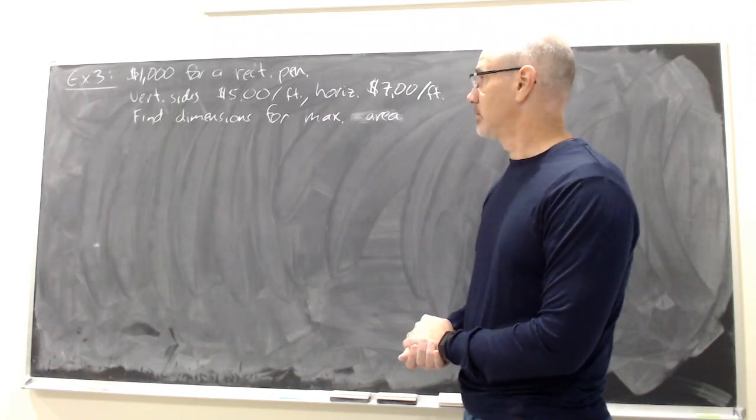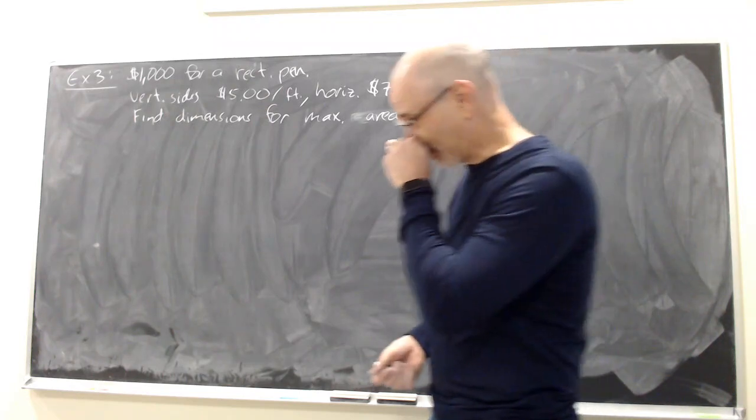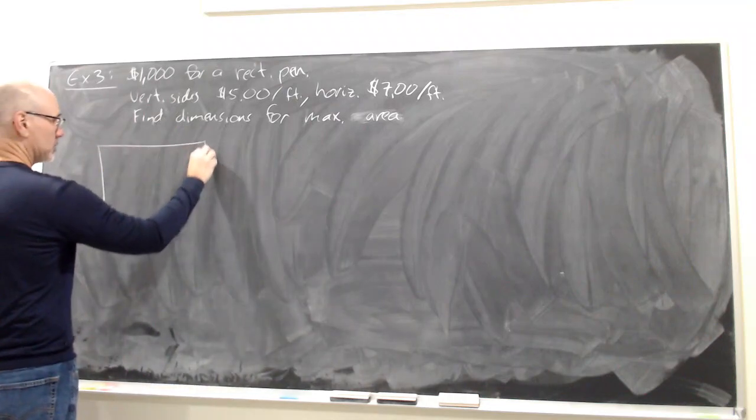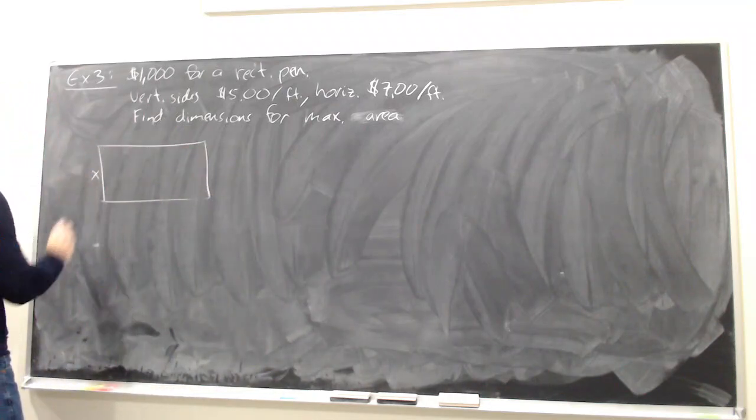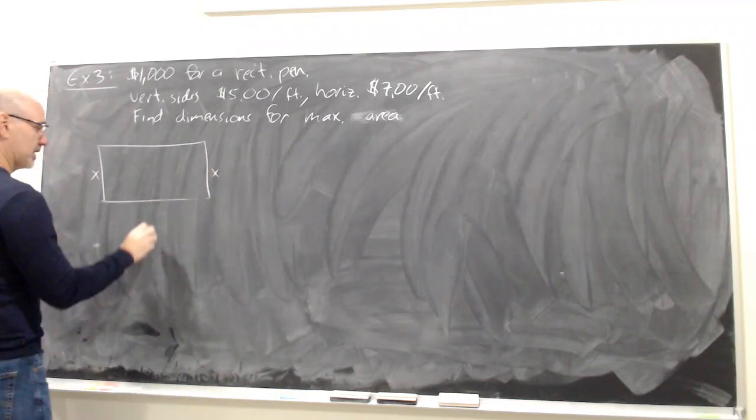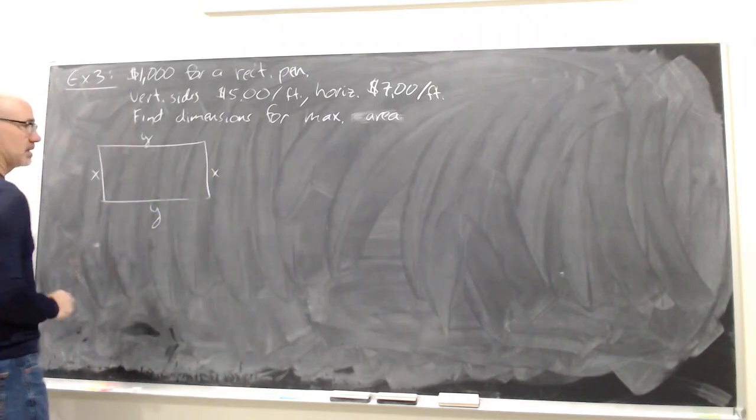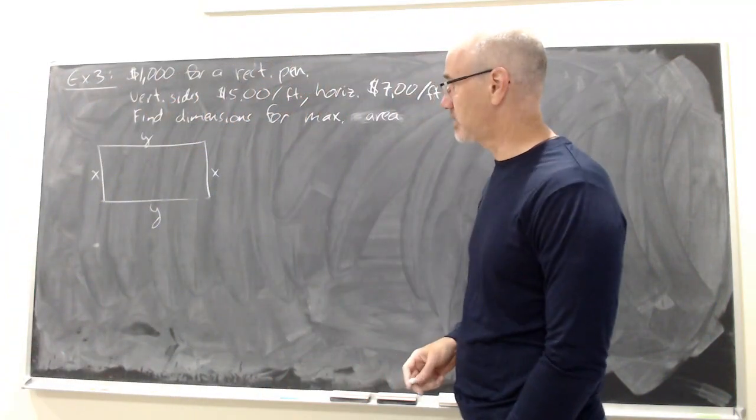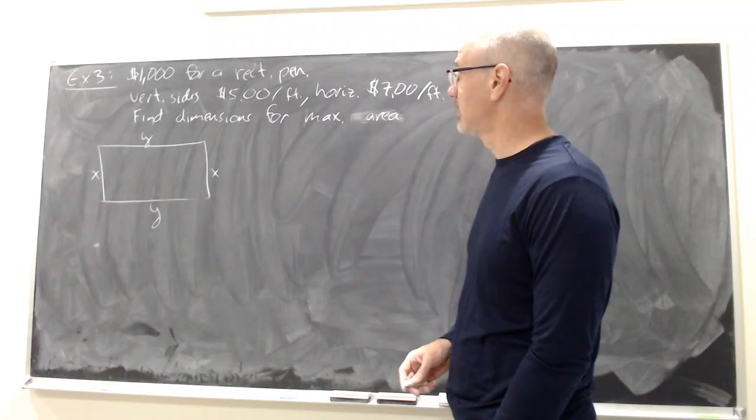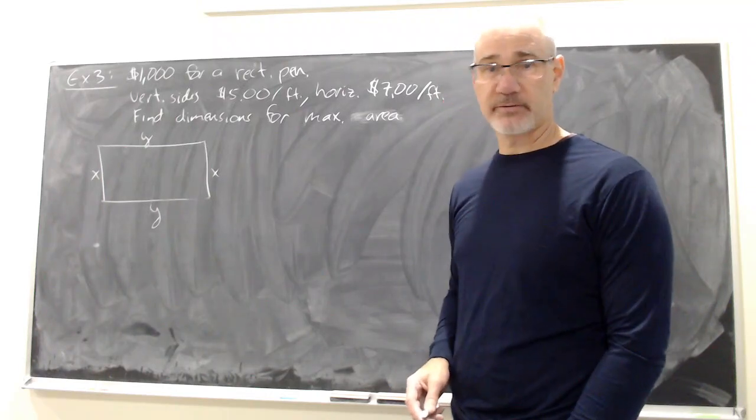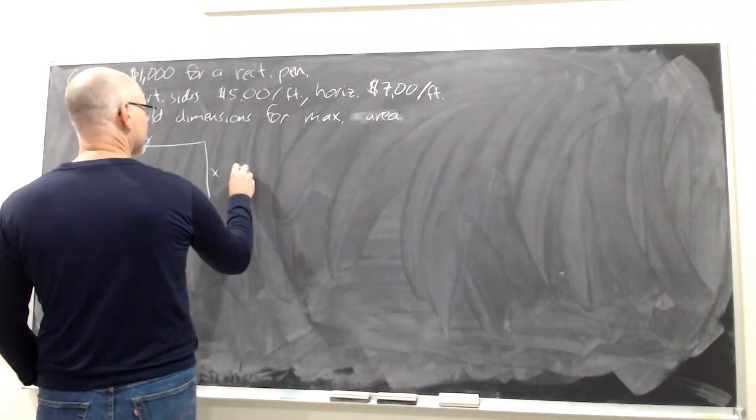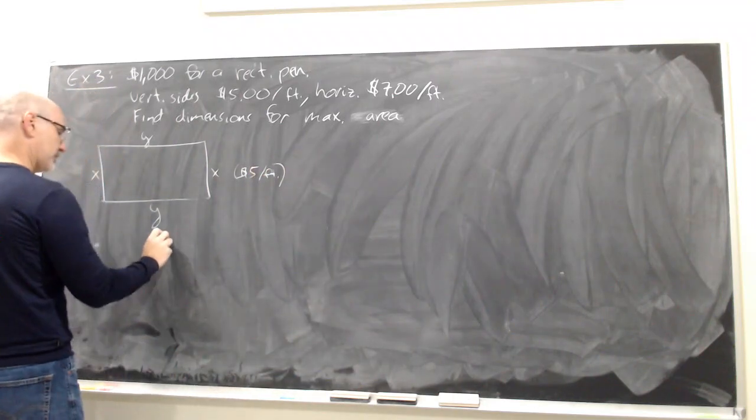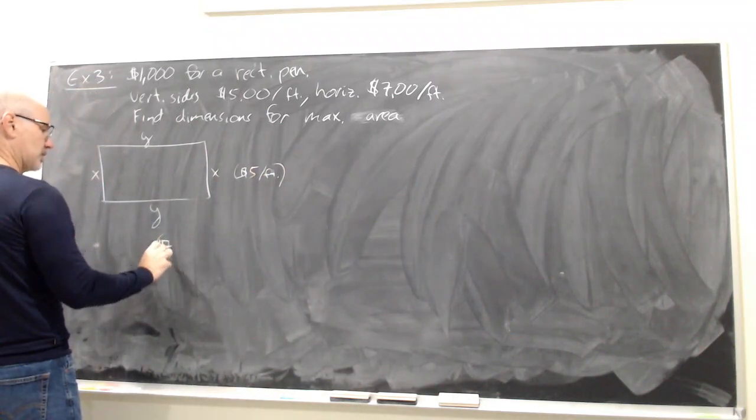All right, now the description vertical and horizontal is intended to convey this. We've got an overview of some rectangular pen. I'm going to let X be the vertical sides and Y be the horizontal sides. So it's the Y sides that cost $7 a foot, and the X sides cost $5 a foot. So here we have $5 per foot, and for the Y sides, $7 per foot.